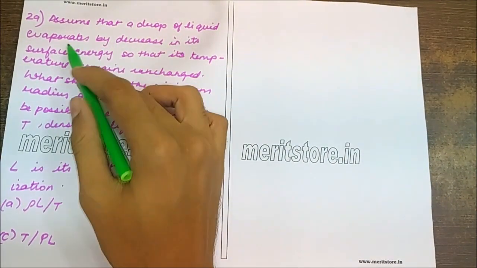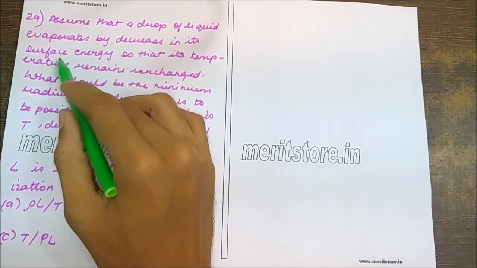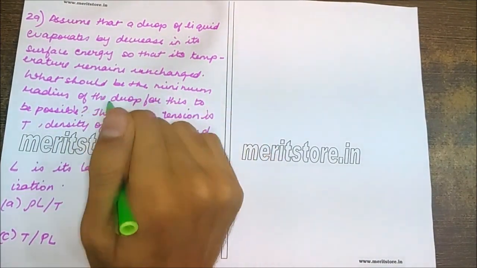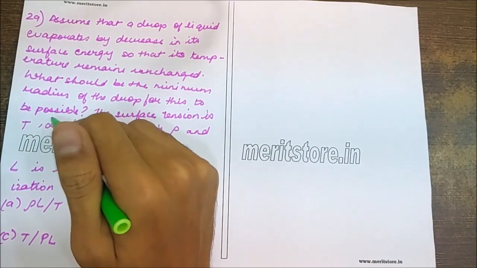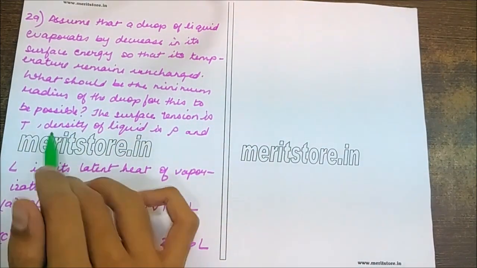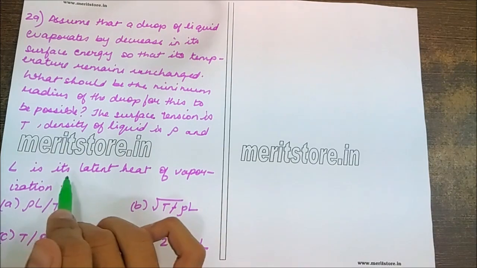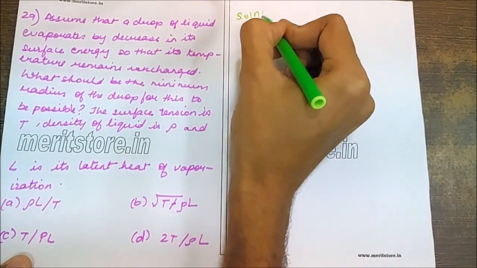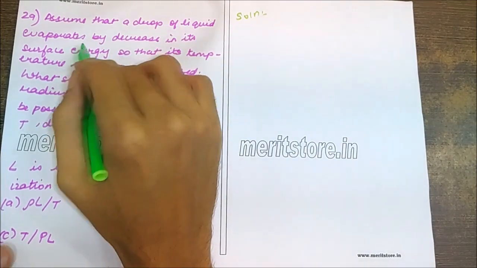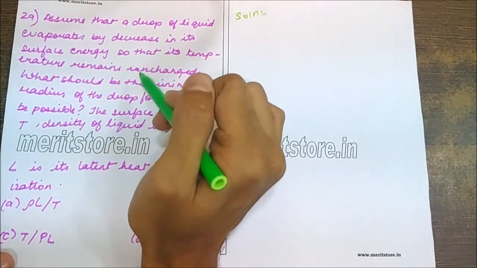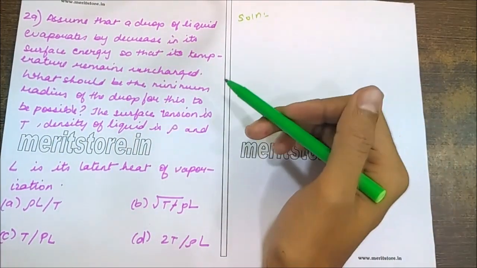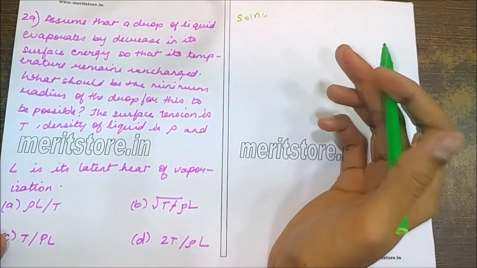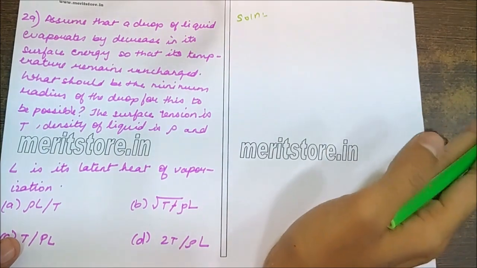Assume that a drop of liquid evaporates by decreasing in its surface energy so that its temperature remains unchanged. What should be the minimum radius of the drop for this to be possible? The surface tension is T, density of the liquid is rho, and L is the latent heat of vaporization. Okay, so we have to assume that the drop of liquid evaporates by decreasing its surface energy so that the temperature remains unchanged.